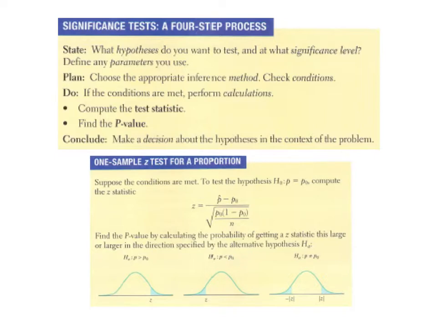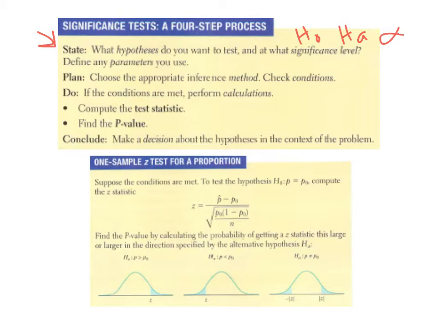Okay, so the same steps, we're going to try to keep this very routine, and just change little bits that we might need to. So the first thing we need to do is state, just like we did before, what hypothesis do I want to test? So this is where I would state my null hypothesis, as well as my alternative, as well as my significance level. All those things would need to be stated there.